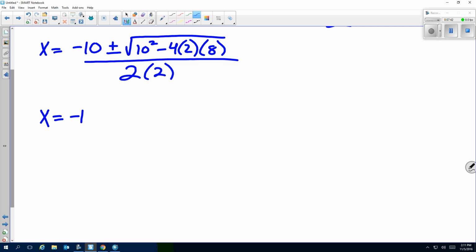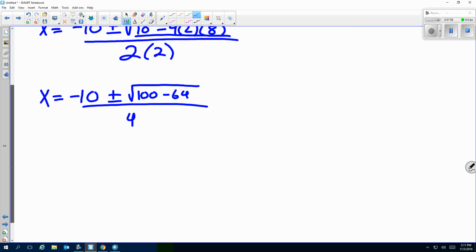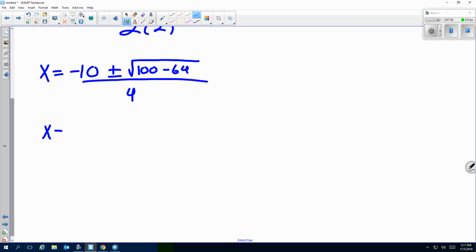Let's show it. It's going to be x is equal to -10 plus or minus. If you were to calculate this, the discriminant, you're going to find that it's 100 minus 64 all over 4. And when you do 100 minus 64, you're going to say x is equal to -10 plus or minus the square root of 36 over 4. Now, this is where that plus or minus sign gets very important. I know the square root of 36. It's 6. Okay, but remember, it's plus or minus.